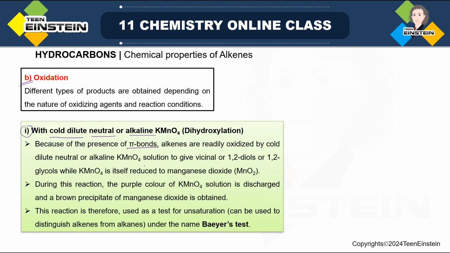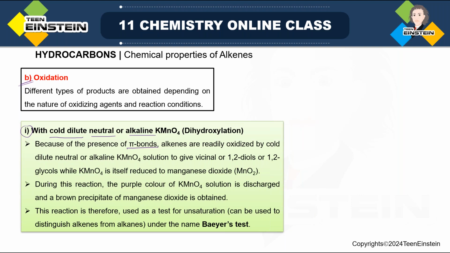If you are thinking what is the purpose of this cold dilute, neutral, alkaline KMnO4, why you are using it like this, why it is not hot or why it is not concentrated, the reason is that if you use that kind of KMnO4, your product will be completely different, and we will discuss that once we finish this one. Suppose the same reagent you are using, but how you are using it, whether it is cold dilute, neutral solution, whether it is acidic solution or hot solution, everything matters. So that is why this heading is important. It is cold dilute, neutral or alkaline. It is not acidic in nature.